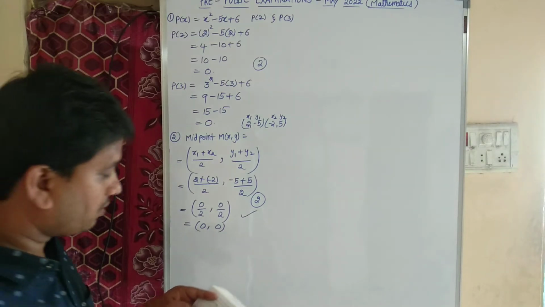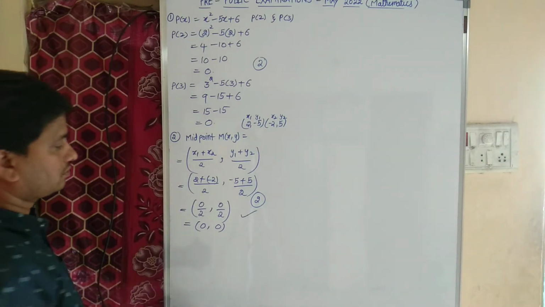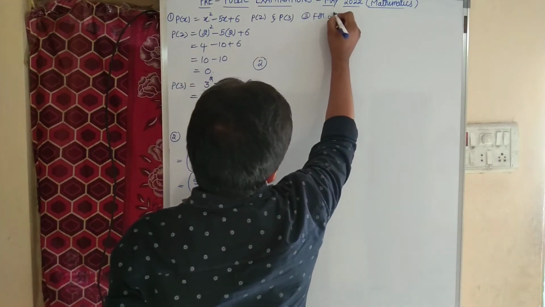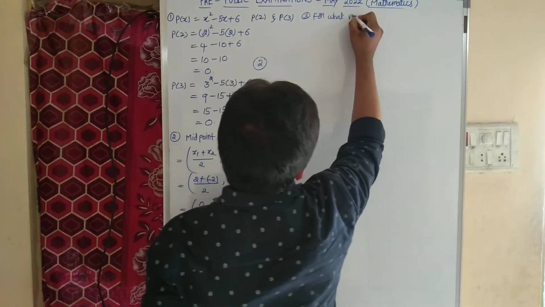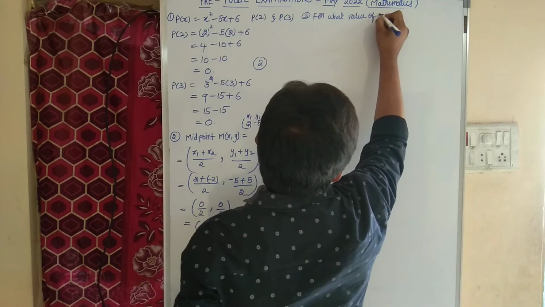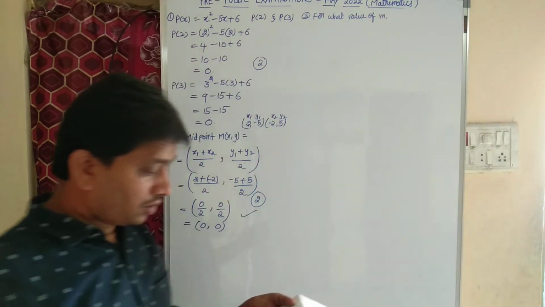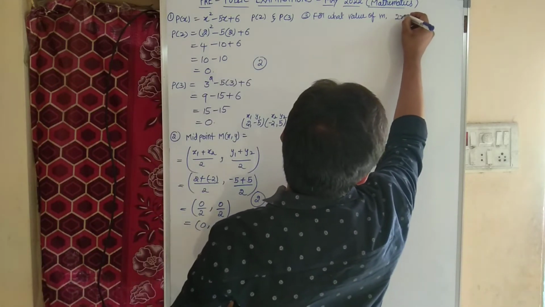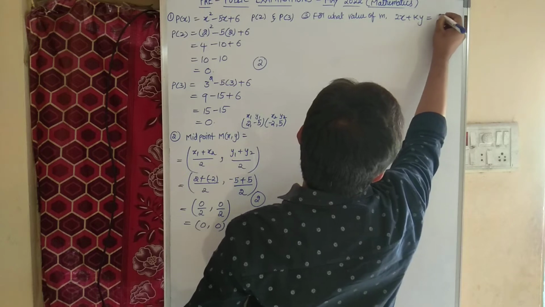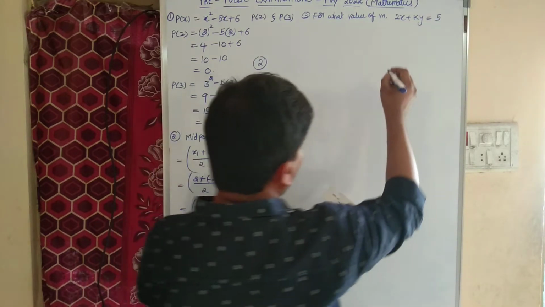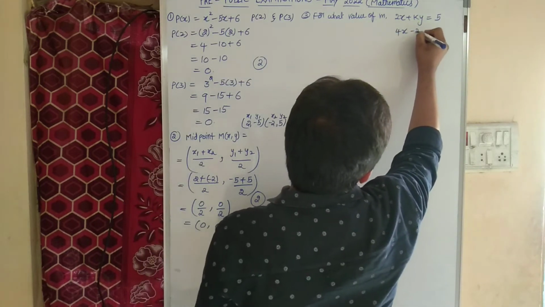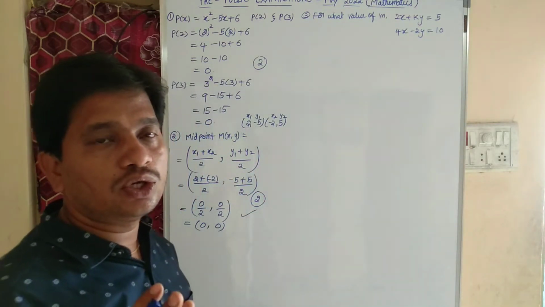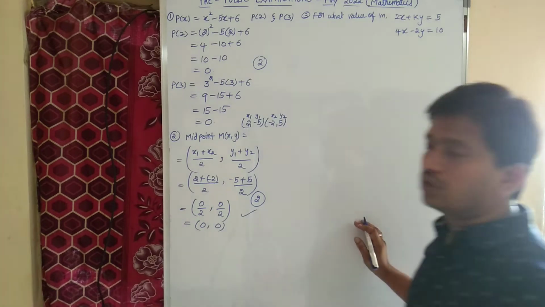Now coming to the third question. For what value of m, the pair of linear equations 2x plus ky equal to 5, and the second one 4x minus 2y equal to 10, has no solution.